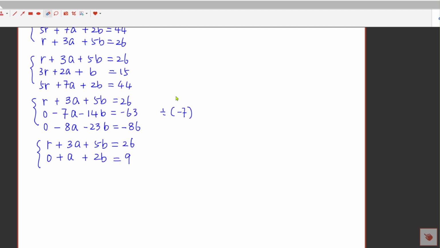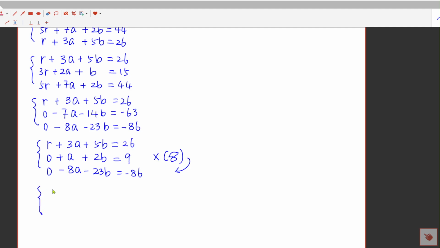And then for the third equation, we cannot do anything about it. So let's just copy that here. 0, negative 8a, negative 23b equals negative 86, right? And then we can try to eliminate a in the third equation by using the second equation multiplied by positive 8 and add it to the third equation, right?